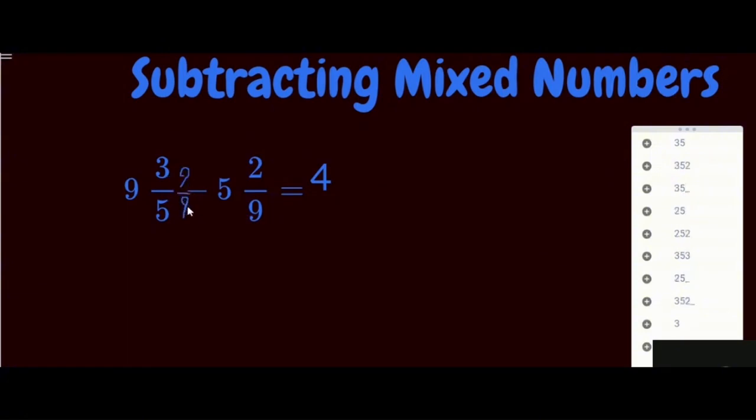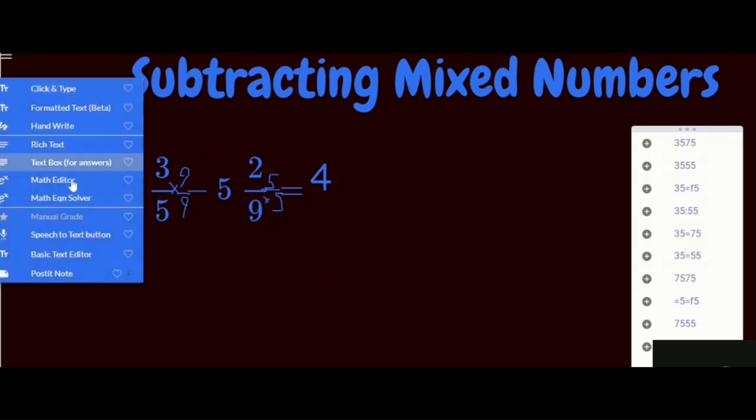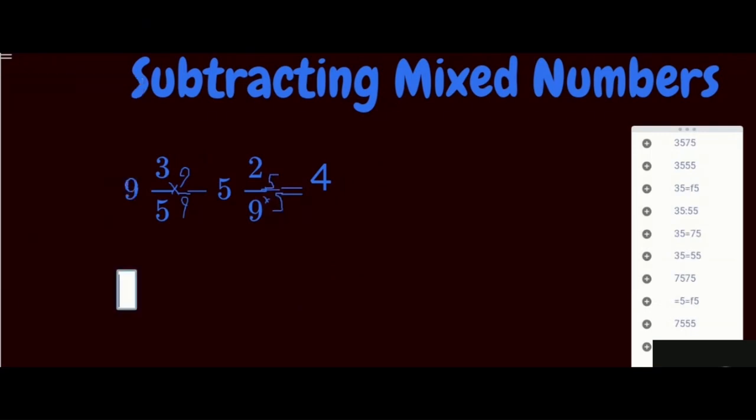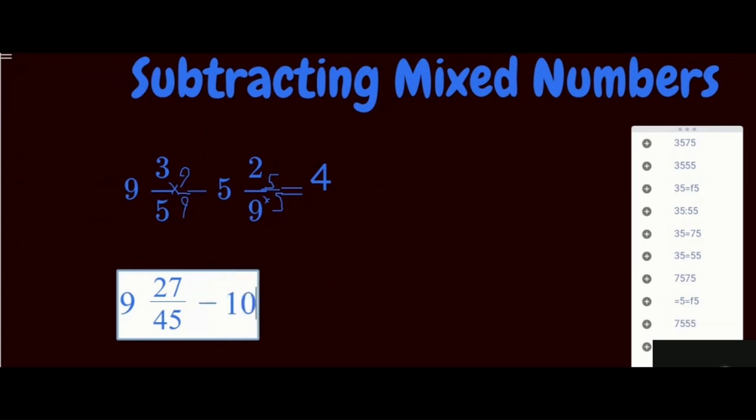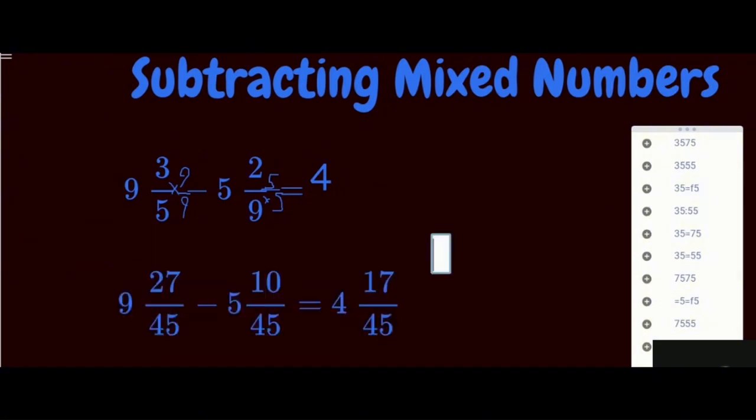And once we work everything out here by multiplying each of these fractions by 9/9 and 5/5, we will get our final answer. So our same denominator here is 45. And once we have the same common denominator, all we have to do is subtract across: 27 minus 10 and 9 minus 4. This is our final answer.